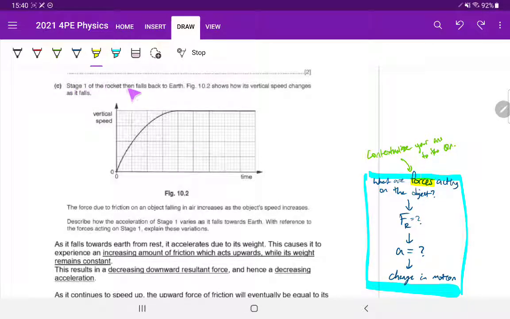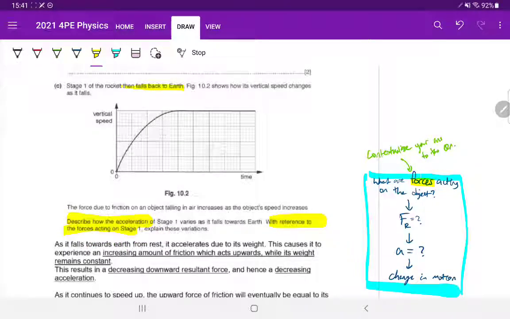Stage 1 of the rocket then falls back into the Earth. So now we're talking about stage 1 having entered into the Earth's atmosphere. And this is what it looks like. The force due to friction on an object falling increases with vertical speed. So you're going to describe the motion. Describe how the acceleration of stage 1 varies as it falls towards Earth with reference to the forces acting on stage 1.